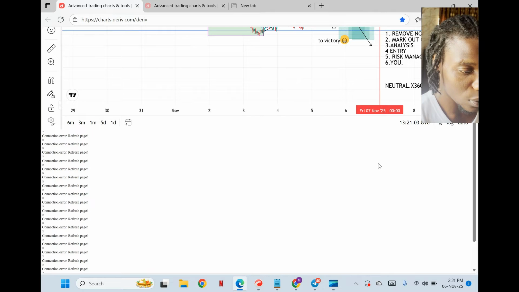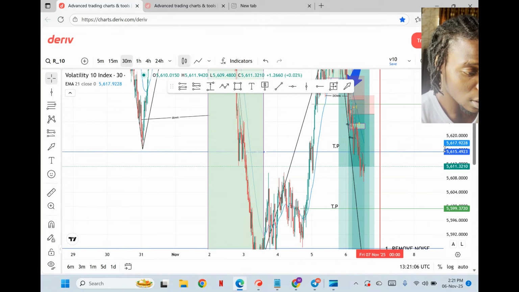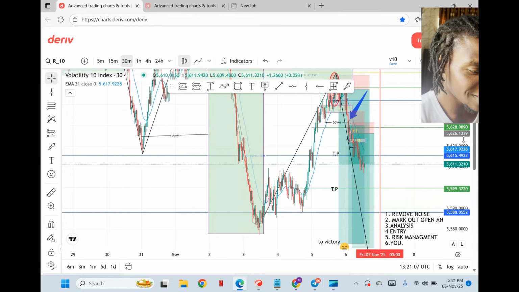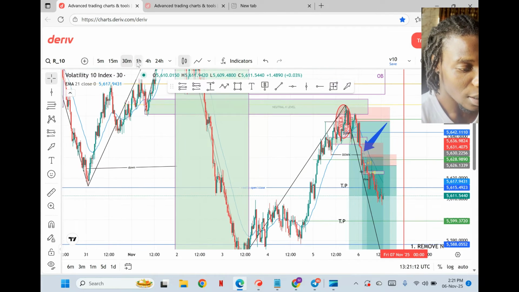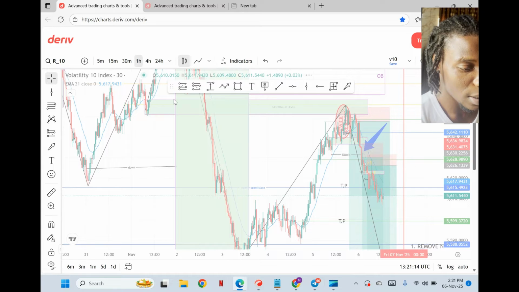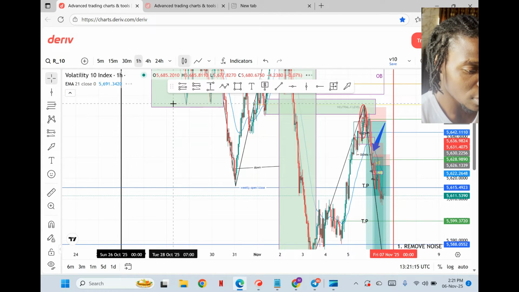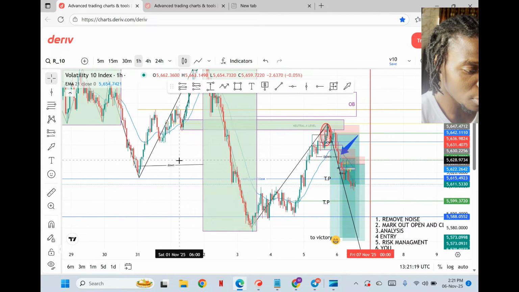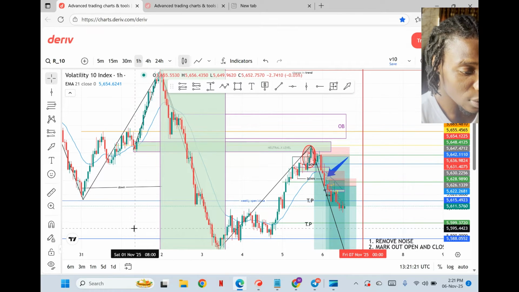All right, so we took this trade. Currently the trade is still going in its initial direction. And yes, this was what I was teaching. I make sure people know the key zones and points.